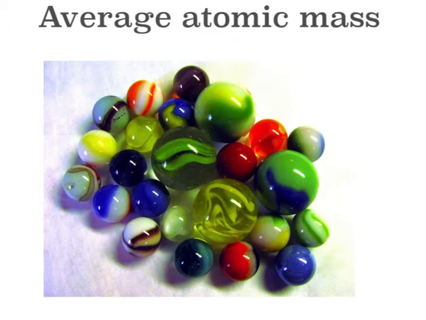Let's start with the term isotope. Isotopes are atoms that have the same number of protons, but different numbers of neutrons. Isotopes, therefore, have different mass numbers.